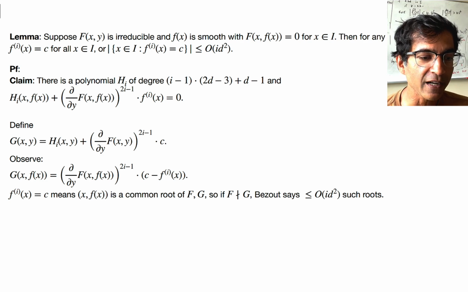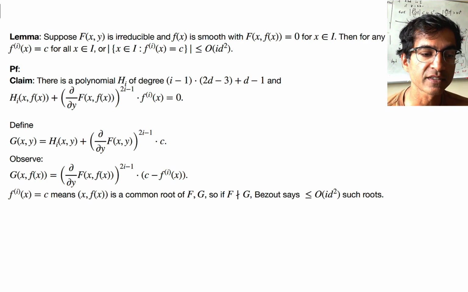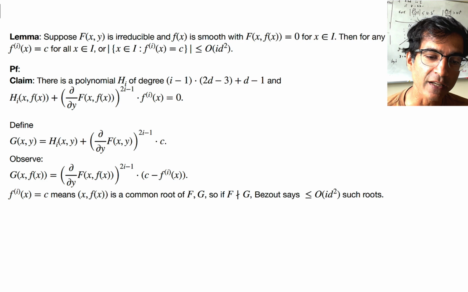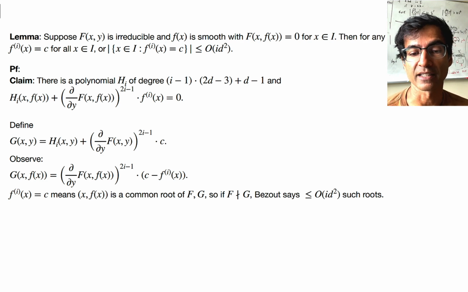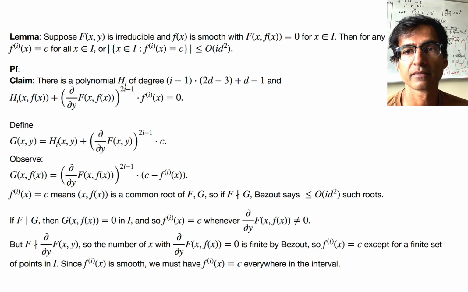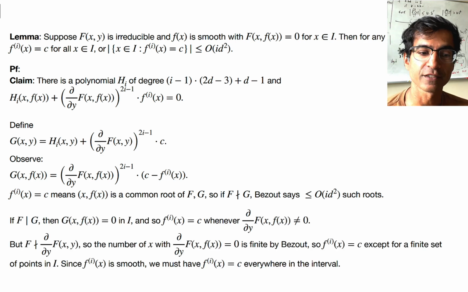So whenever f_i(x) equals c, this proves that g vanishes, which means that all of the points where that happens are a common root of F and g. So if F does not divide g, then Bezout's theorem says that there are at most i d squared such roots. Now what happens if F does divide g?